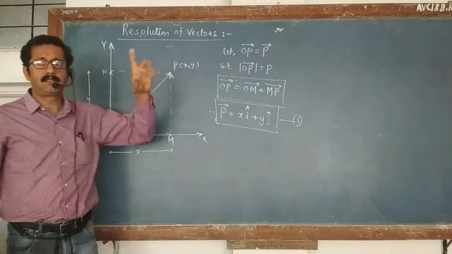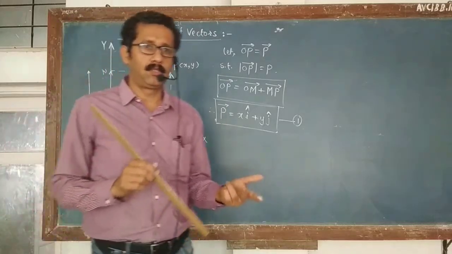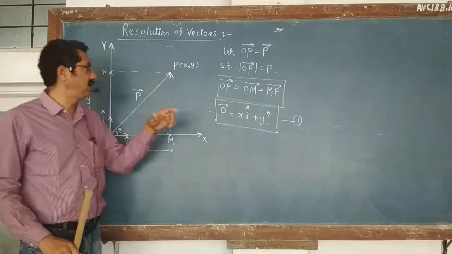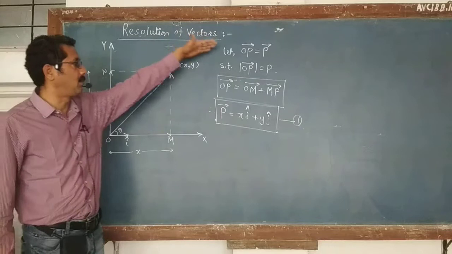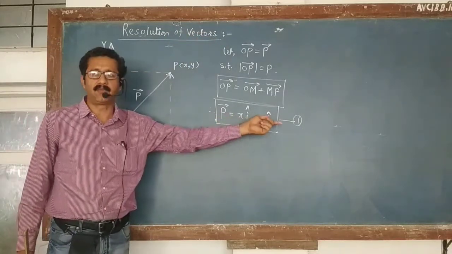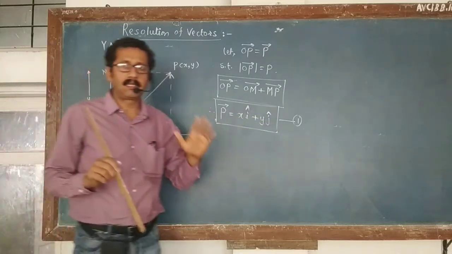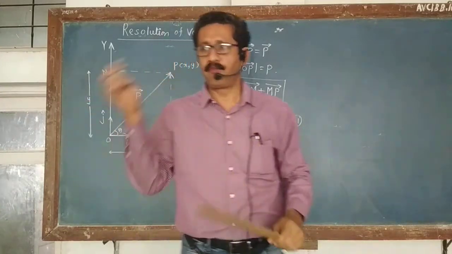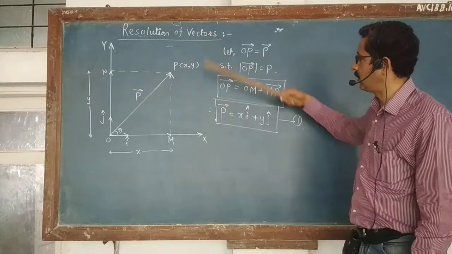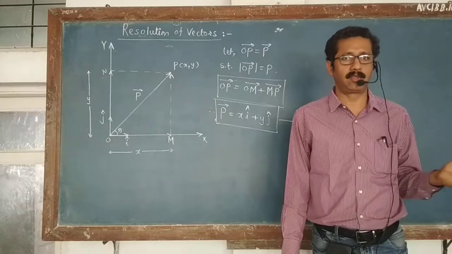Resolution means to resolve, to separate. To separate a vector into its constituent components is called resolution of vectors. So here I understand that this vector OP, or vector P, is in fact made up of two components. One is x i cap, the other is y j cap. They are my resolved components of vector P. Here I have actually started with a different approach. I have taken some point P over here and I have got my vector. Now I'll start doing the actual resolution.